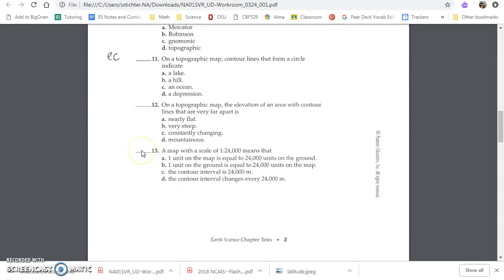A map with a scale of 1 to 24,000 means that 1 unit on the map is equal to 24,000 units on the ground. 1 unit on the ground is equal to 24,000 units on a map. The contour interval is 24,000 meters. The contour interval changes every 24,000 meters. Think about what's bigger or smaller. Is the map smaller or is the ground smaller? That's not confusing.